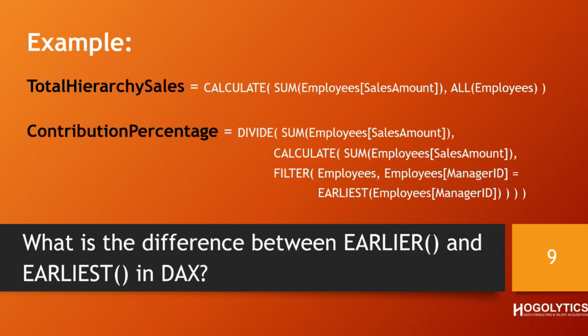To explain, for the total hierarchy sales measure, we can say this calculation sums the sales amount across the entire table, regardless of hierarchy. And within the contribution percentage measure, the EARLIEST function is used to ensure that the sales amount is aggregated at the level of the earliest manager ID in the hierarchy. This allows you to calculate each employee's contribution relative to the total sales under their earliest manager.